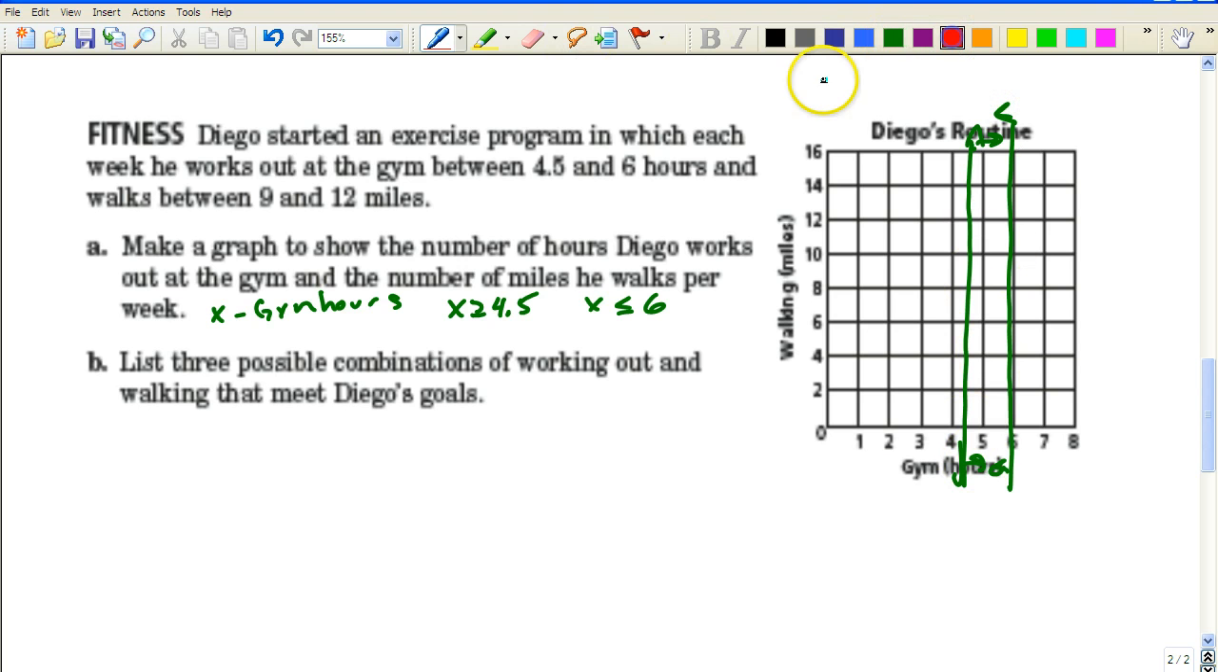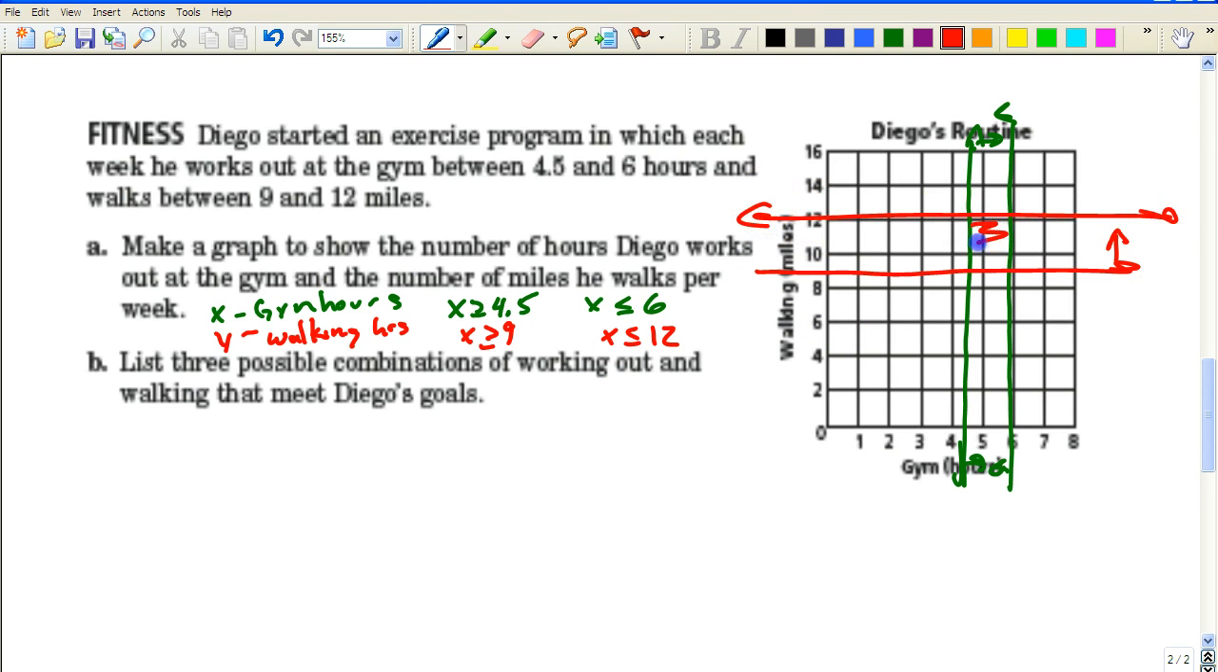Now we're going to do the other set, where y is going to be walking hours. So it's going to be greater than or equal to 9 and less than or equal to 12. 9 is there. Greater than or equal to 9, less than or equal to 12. It's going to be right there. All right, three possible solutions.